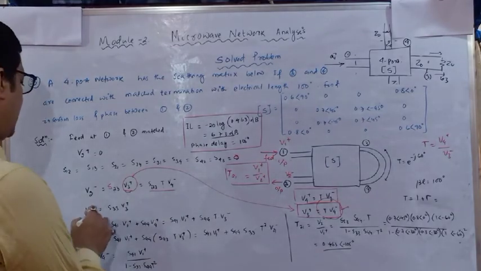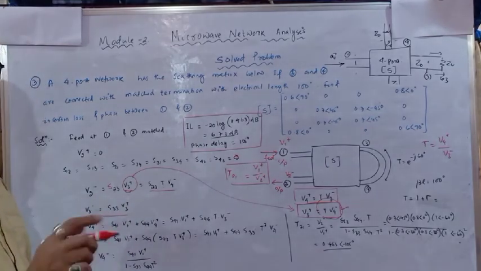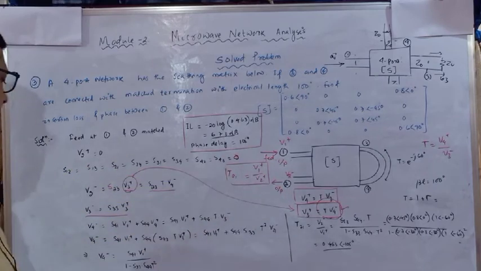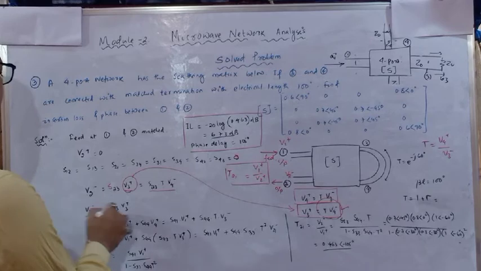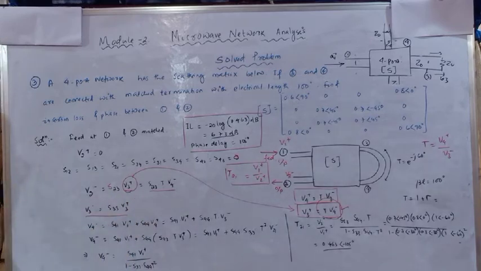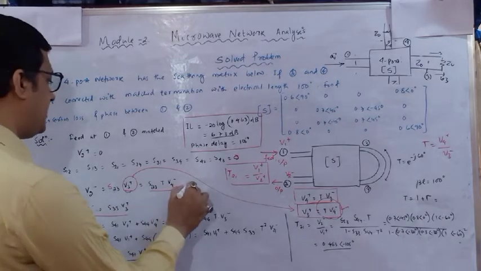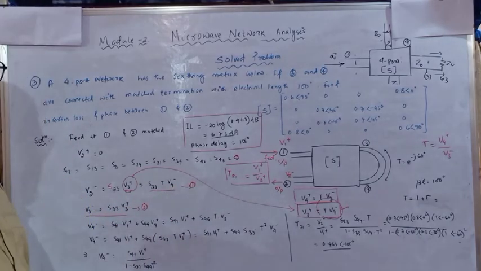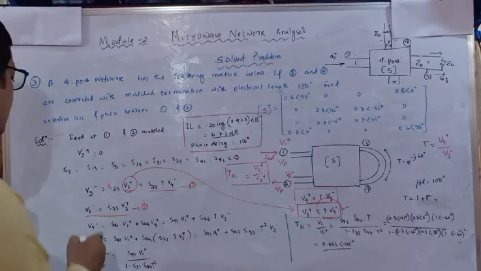Next, V3 minus is equal to S33 into V3 plus. We have to represent it in terms of V4. So V3 minus is equal to S33 into V3 plus. So this is the first one, and this is the second one.